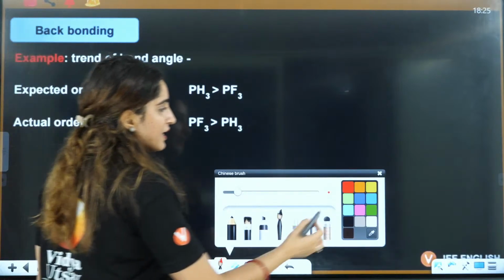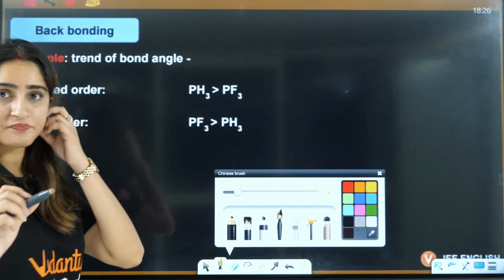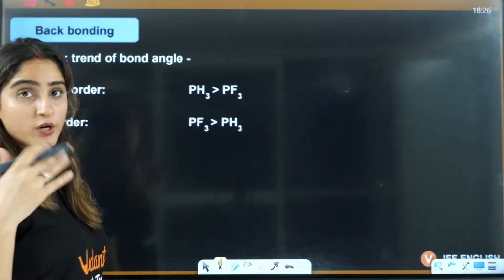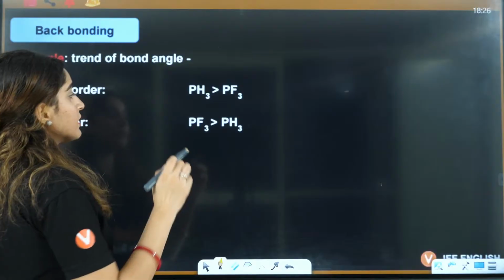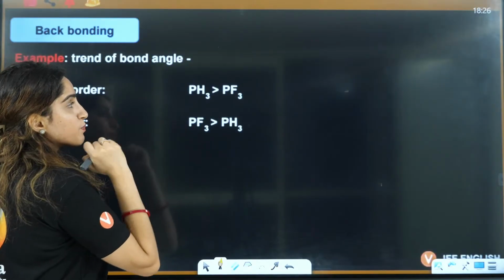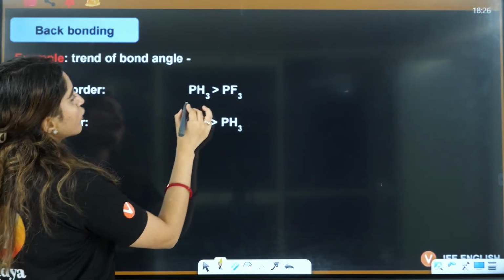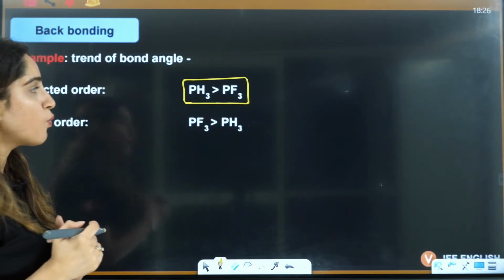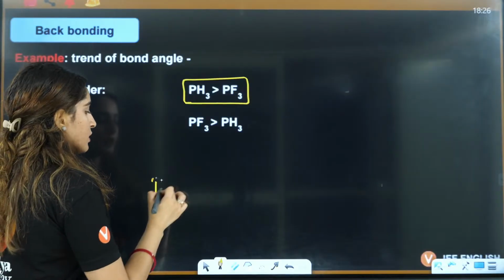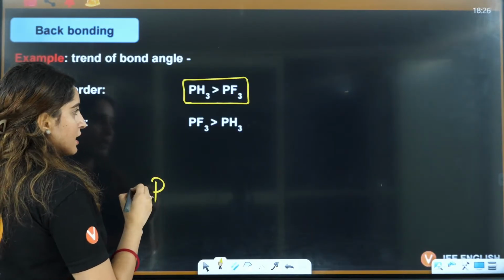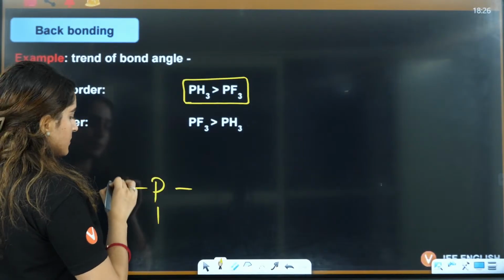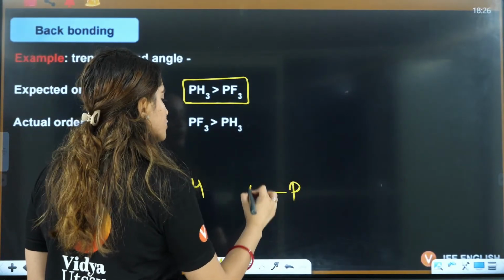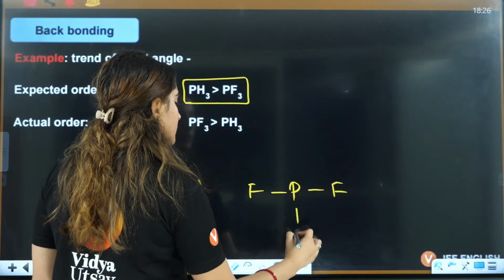Similarly, you have PH3 and PF3, right? Now, PH3 we will discuss more about it in Drago's rule. But before that, let's discuss this PH3 and PF3. So, the expected order of bond angle is this one, but reality is this one. Now, why so? See, because phosphorus, if you see, it is making 3 bonds, H, H, H, and here also it is making 3 bonds, right?